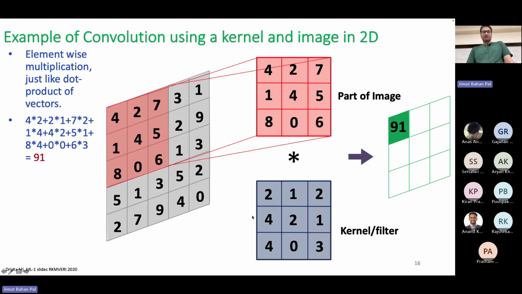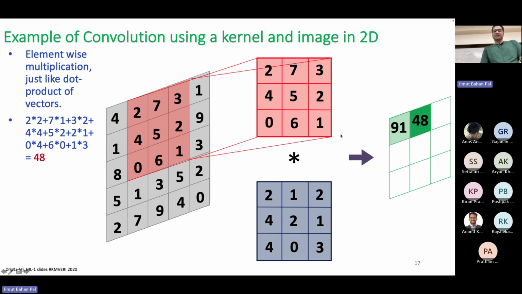Now let us see an example of convolution. Convolution is nothing but element-wise multiplication, just like the dot product of vectors. This gray thing is the input, and this is the filter. We take a patch of the input having the same dimension as the kernel and do an element-wise dot product, like 4 into 2 plus 2 into 1 plus 7 into 2 plus 1 into 4, and so on. After the addition we get the output, which is placed here. So 91 is the output.